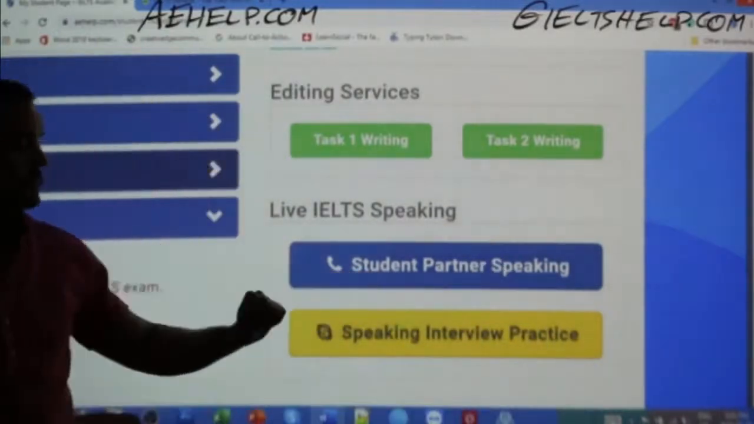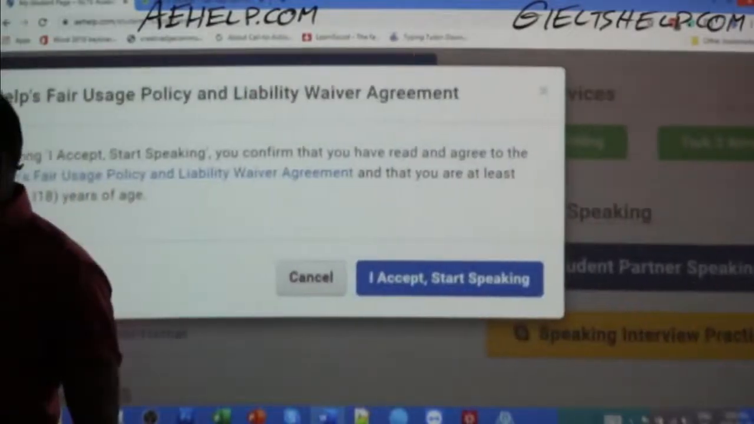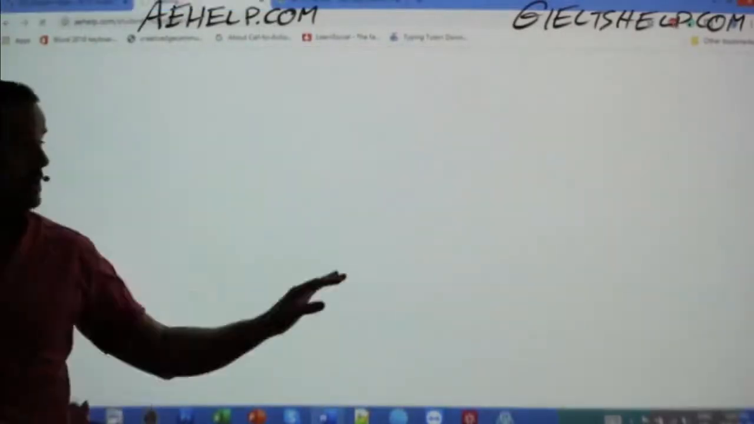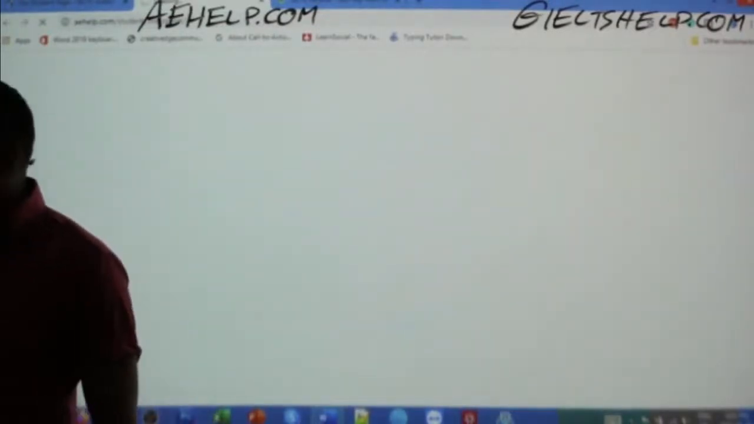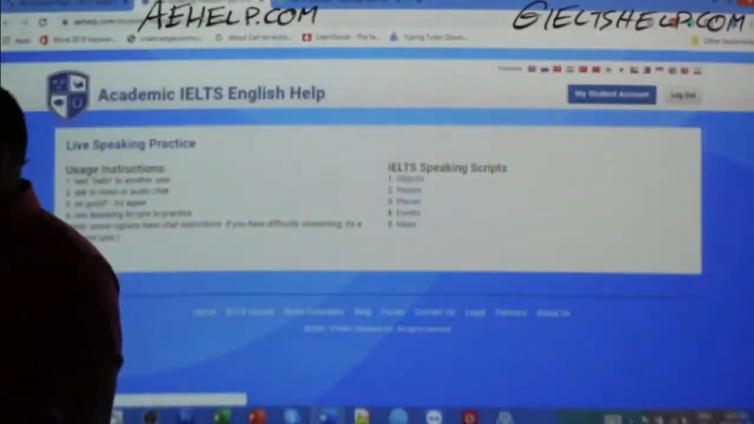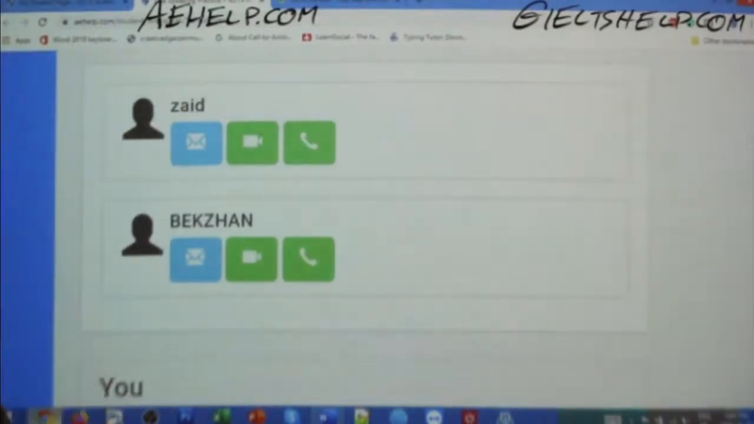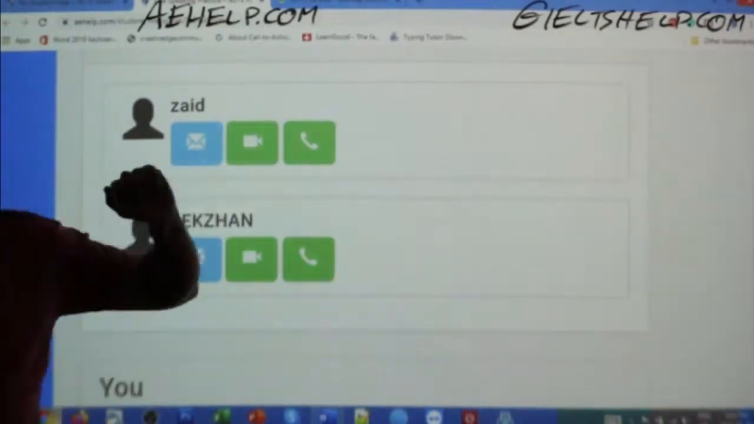And the Student Partner Speaking, when you click that, you will be asked to accept our policy that you're going to behave and be nice with other students. So you accept that, and then once you do, you'll be redirected to a page which basically gives you the same kind of options as Skype. So here you see Zaid and Bekjan, who are waiting for people to practice their IELTS speaking with them. And then, of course, you can use audio, video and audio, or text only.